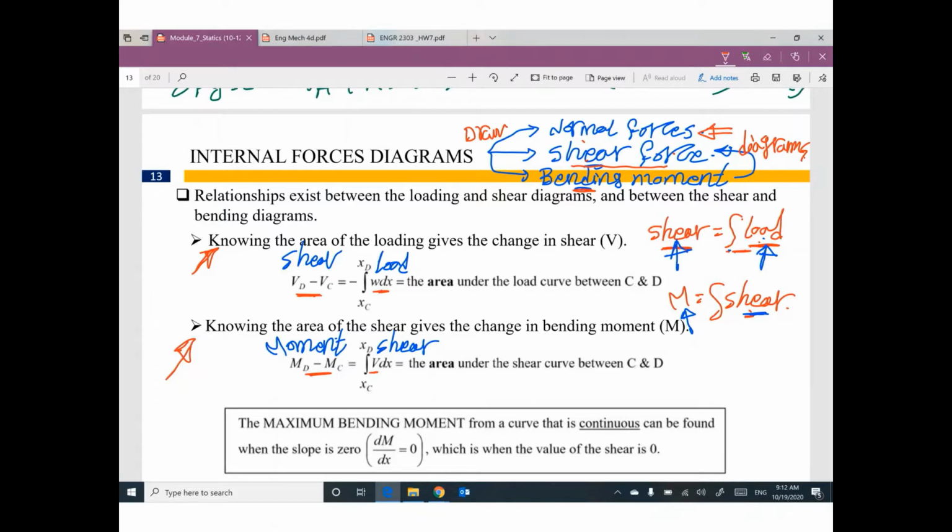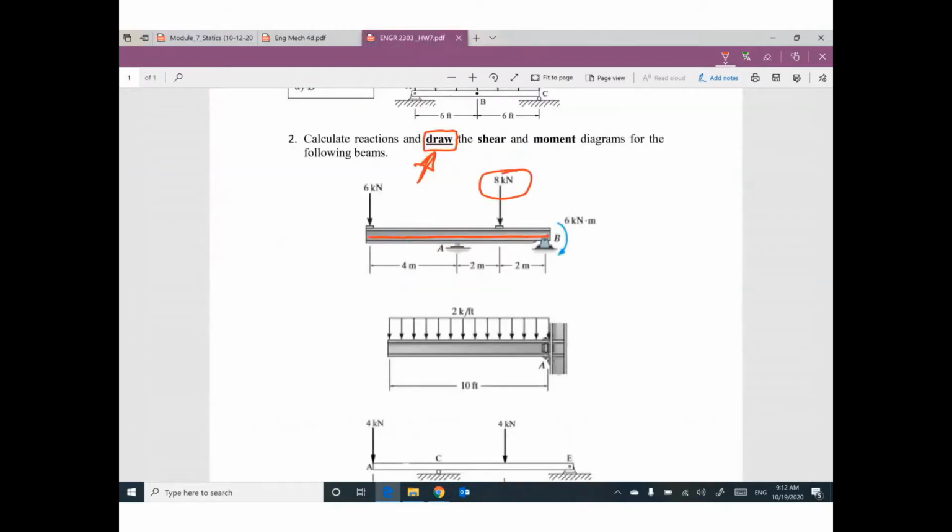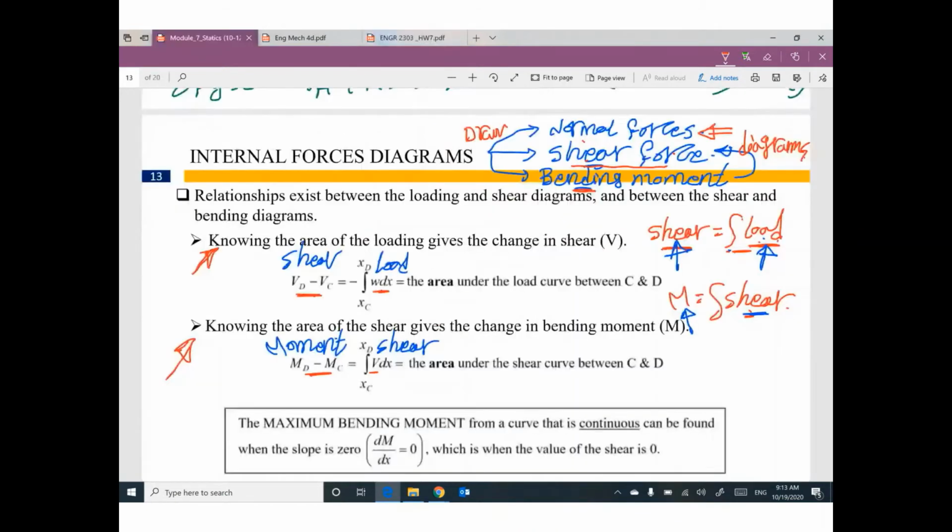We have a load. Load will be given. If you look to the homework, we have a load. So the load is given. So go ahead and integrate these loads to figure out shear force diagram. Once you get the shear force diagram, I can integrate this diagram, which is shear, to figure out the bending moment diagram. Looks like integration. Some of you hate anything related to math. Me too. But the story is very easy. Don't worry. I'm just giving you some information.